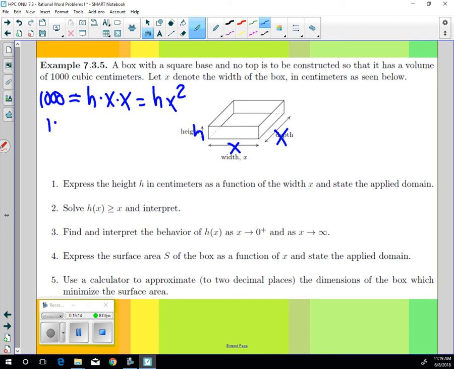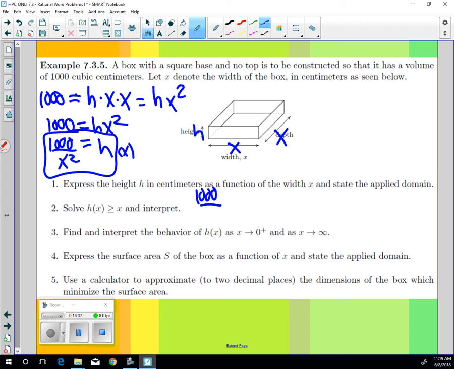So if 1,000 equals hx squared, I think h is 1,000 over x squared, which we're going to be able to use. Express the height as a function of x. Ta-da! Done it. All set. Solve h of x greater than x. Well, if h of x is 1,000 over x squared, and it's greater than or equal to x, we can solve for x.